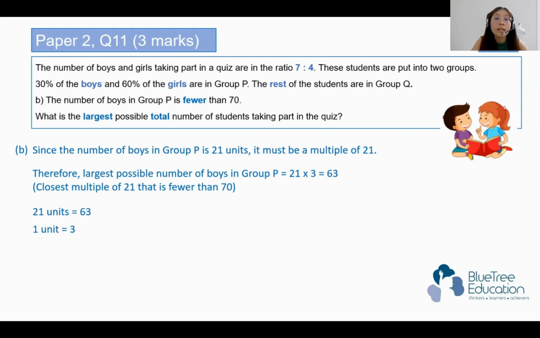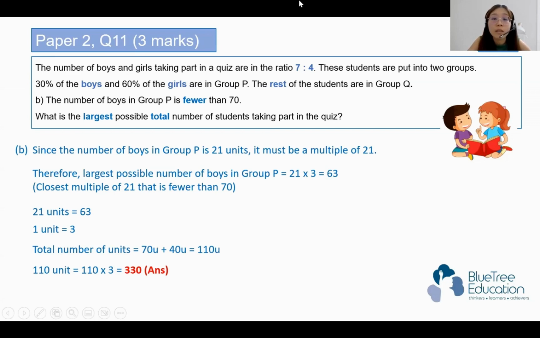All right, and then now, remember earlier we have found the total number of units, boys plus girls is 70 plus 40, right? Which is 110. So how do you find the largest possible total number of students taking part in the quiz? You just have to take 110 times 3 because there's 110 units, and that will give you 330. Yes, correct, Valerie.